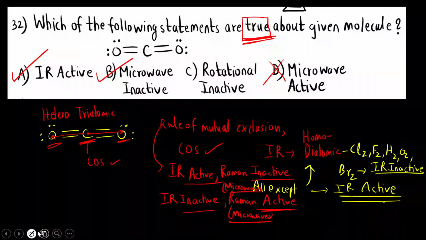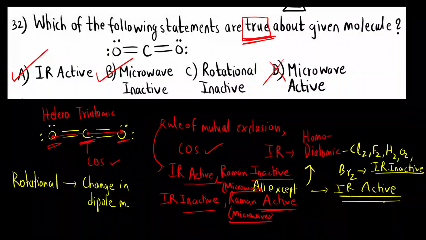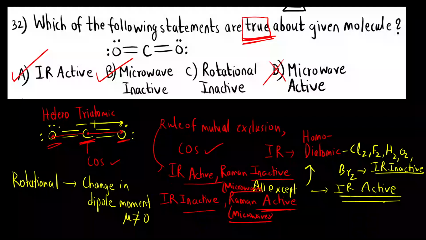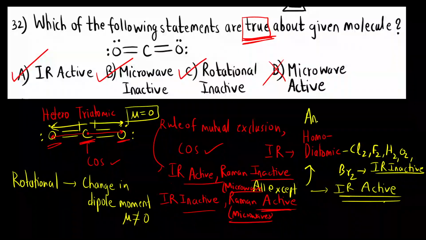Rotational inactive. Now, what is the condition for rotational? If you want a molecule to be rotationally active, there should be change in dipole moment. That means the dipole moment should not be equal to 0. But in CO2, this is one dipole moment, this is another dipole moment, overall mu is equal to 0. So it is going to be microwave inactive. So option C is also correct. So the correct answers for this question are A, B, C.